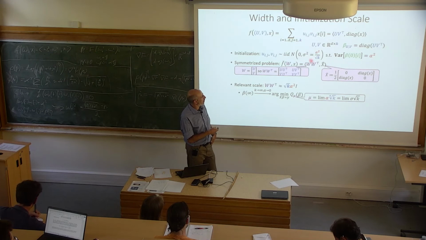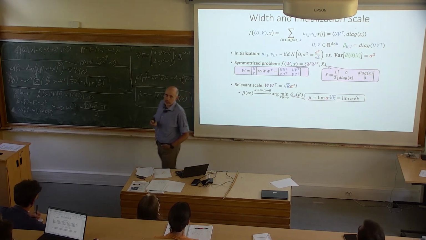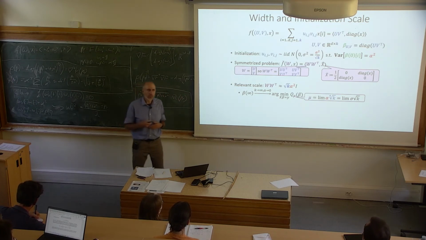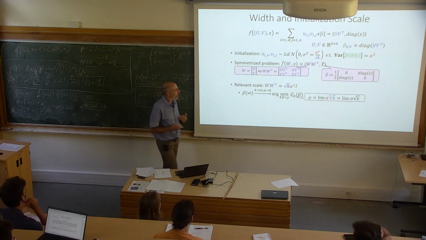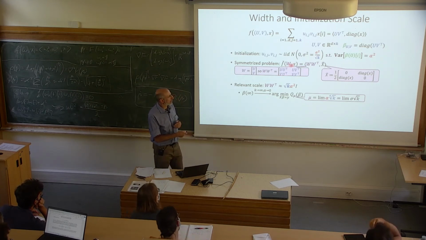But I will actually keep track of the entire thing. And the reason that's important is it turns out that when I plug this into the analysis we had before, and look at what is the relevant scale, the relevant scale is not just the scale of these off-diagonal blocks, which is alpha squared, but the scale of the entire matrix W.